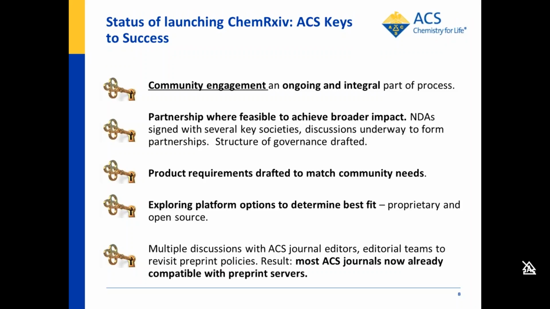And as a result of these discussions, the portfolio has flipped such that now more than 2/3 of our journals are already compatible with preprint servers. The remaining journals are continuing to meet with their editorial teams to ask for information from ACS and improve their understanding so they can make the best decision for serving their communities.